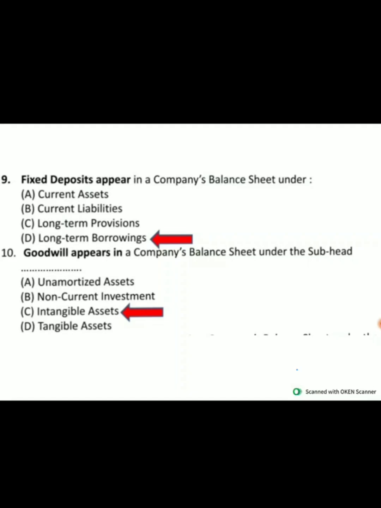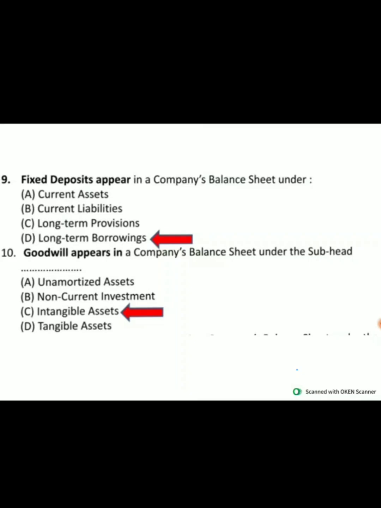Goodwill appears in a company's balance sheet under the subhead of intangible assets. Goodwill is nothing but brand image or good reputation of the company. We cannot see it, we cannot touch it, we can only feel it. It has some market value. So goodwill always appears under the head of intangible assets.